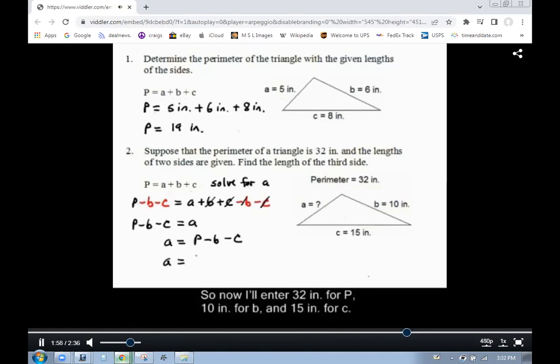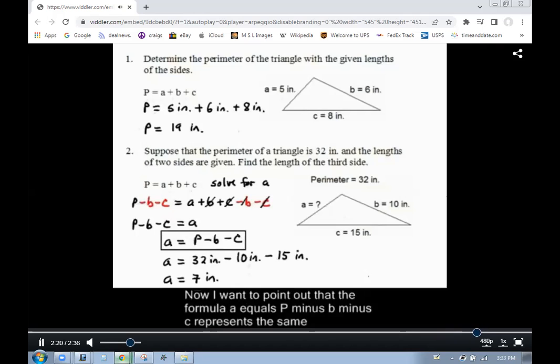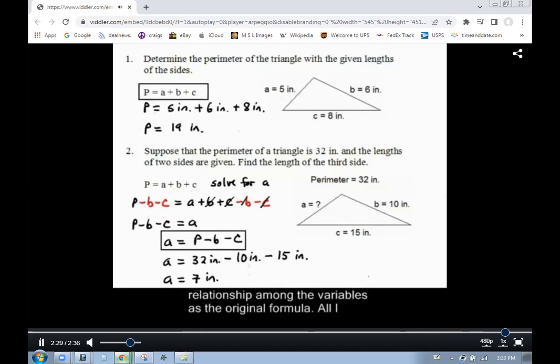So now I'll enter 32 inches for P, 10 inches for B, and 15 inches for C. This gives us A equals 7 inches. The length of side A is 7 inches. Now I want to point out that the formula A equals P minus B minus C represents the same relationship among the variables as the original formula. All I did was rearrange the formula to solve for a different variable.